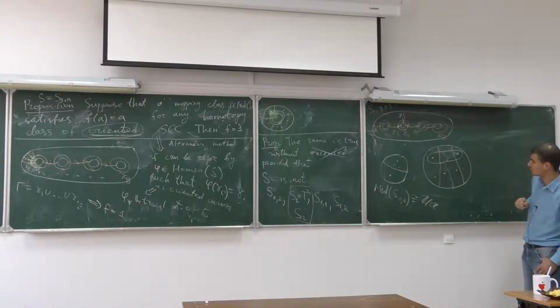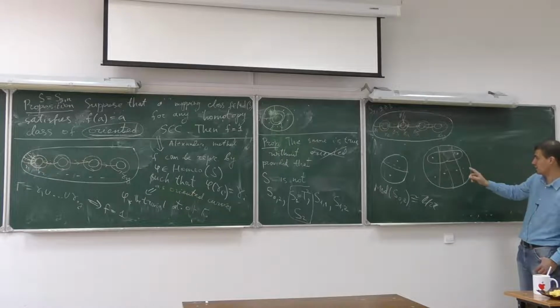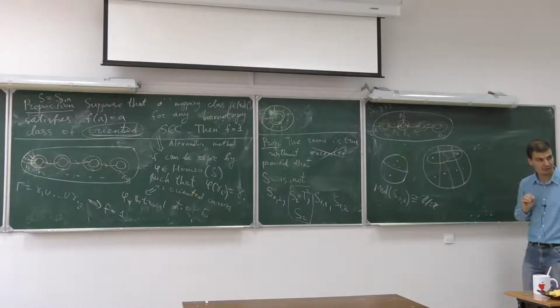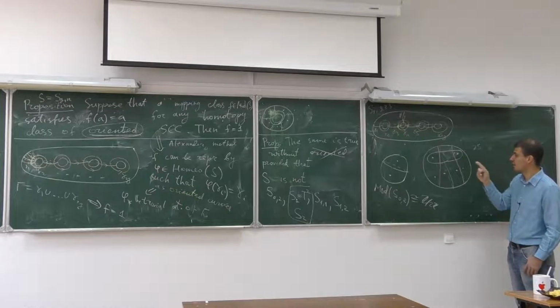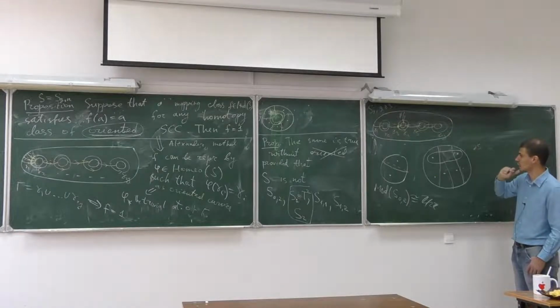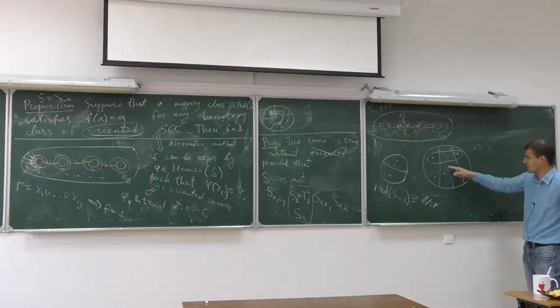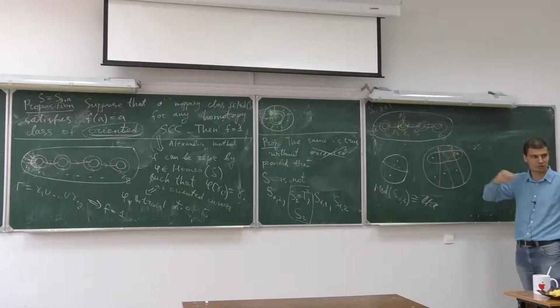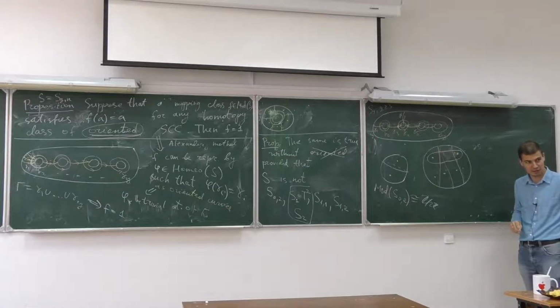If the number of punctures is at least 5, then we have more than 2 points on this orange circle, and again the same works without assumptions on orientability.